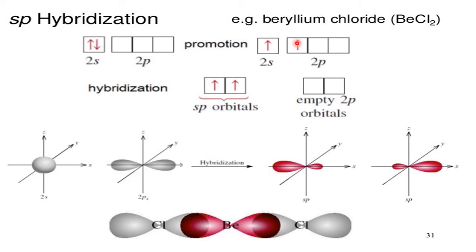hybridization, right? Now these two unpaired electrons will go for bonding with whom? With chlorine. What is the atomic number of chlorine? 17. Only one electron in the p orbital. That one electron will go for bonding with this one electron, and another chlorine will go for this electron. So totally 2 chlorine atoms are required to bond with the 2 unpaired electrons of the beryllium. So see here.